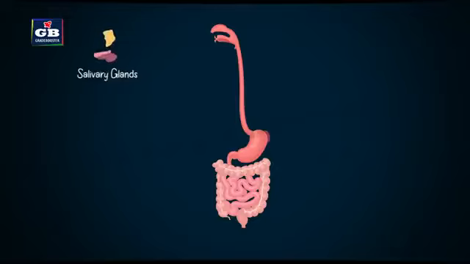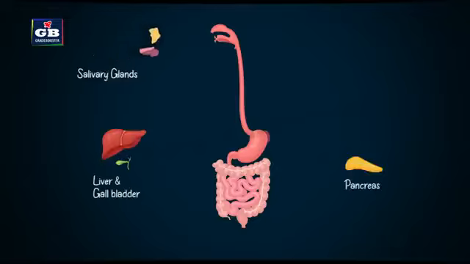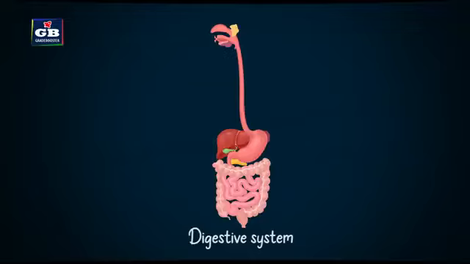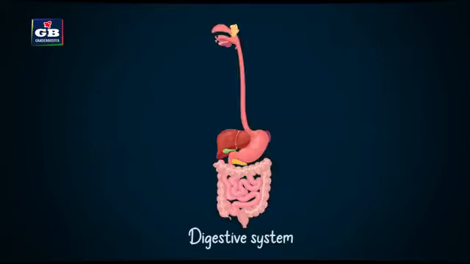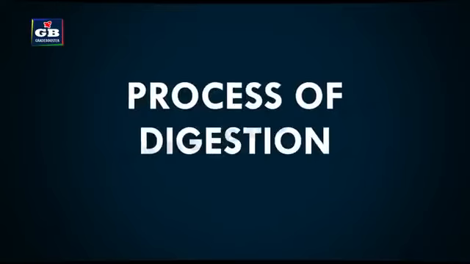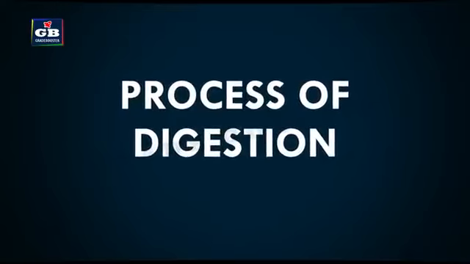Glands like the salivary glands, liver, gallbladder, and pancreas are attached to the alimentary canal and form the digestive system. So, accessory glands plus the alimentary canal together make the digestive system. Now, let us see the process of digestion.